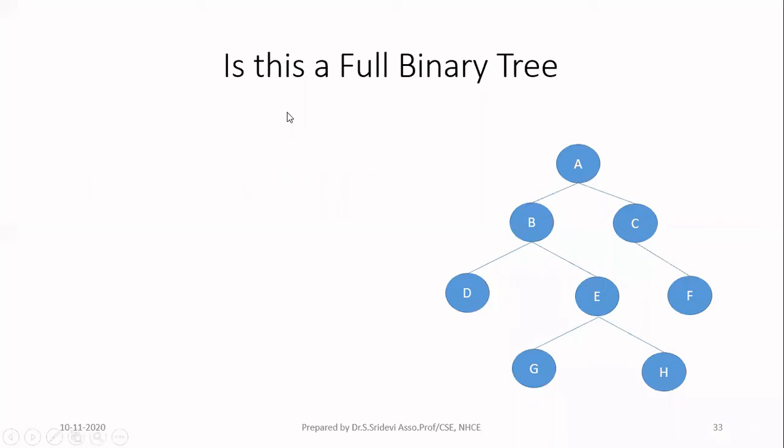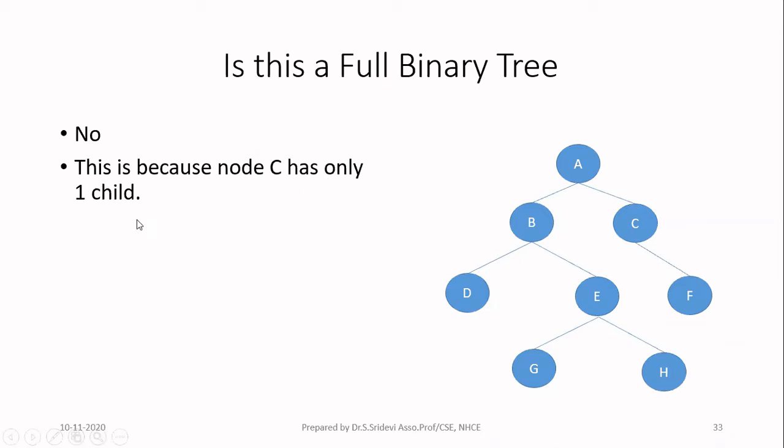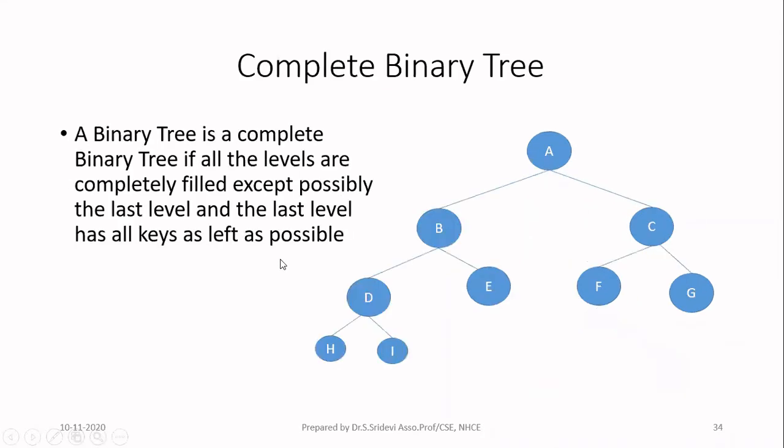For example, you can consider, is this a full binary tree? In this case, if you observe the tree, node C is having only one child. According to the rule of a full binary tree, all the nodes must have either 0 or otherwise 2 children. Since node C is having only one child, we will say it is not a full binary tree. Even though all the remaining nodes are following that rule, one node is not following that rule. So the answer is no. The reason is node C is having only one child, which is violating the rule.